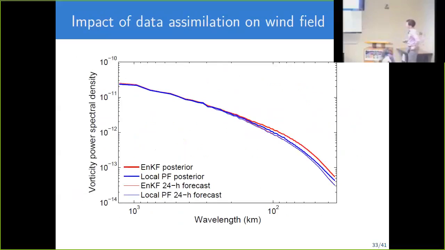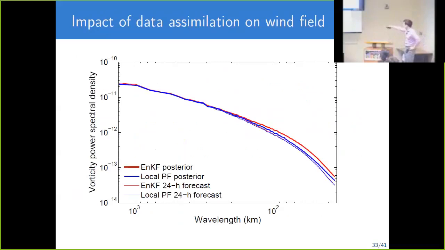And just looking at the vorticity power spectral density for EnKF solutions and particle filter solutions, you see very different results. And so what I'm showing here is, for each member, I calculated a power spectra for the vorticity field. The longer wavelengths are shown on the left, the shorter wavelengths are on the right. And the red values are the average of those vorticity power spectra for each member over the whole month-long experiment. And the blue is for the particle filter.